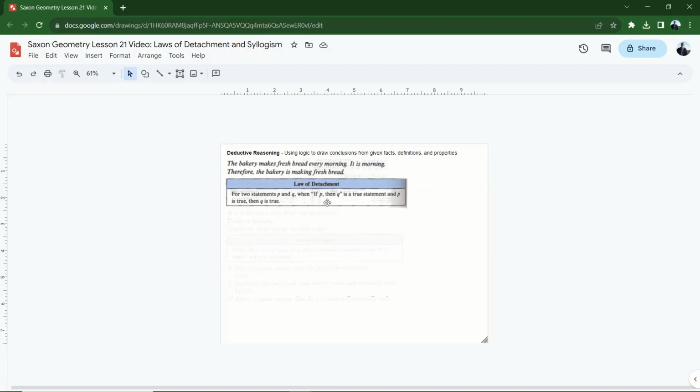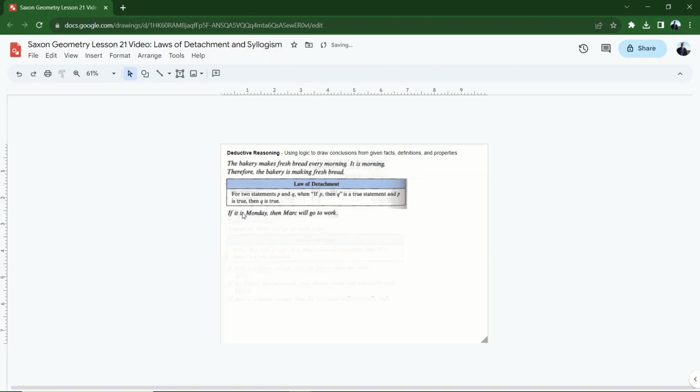If the phrase, if P then Q is a true statement and P is true, then Q is true. Now here's what we're doing. We're basically detaching, the law of detachment, we're detaching the hypothesis and the conclusion from the conditional statement. And then we're drawing the conclusion, I suppose, that if the statement is true and the hypothesis is true, then the conclusion is true. And that's what we're doing with the law of detachment.